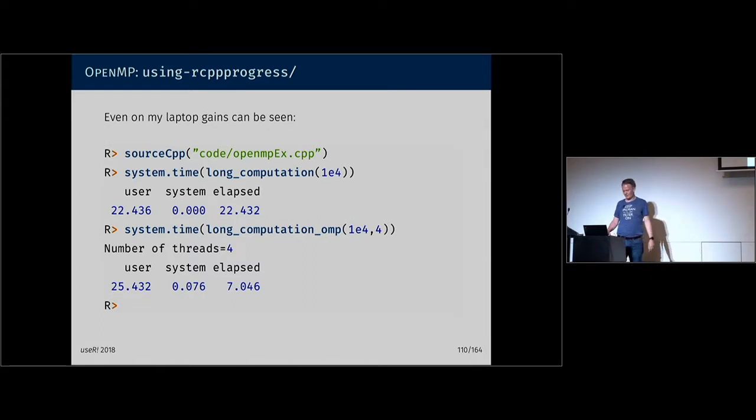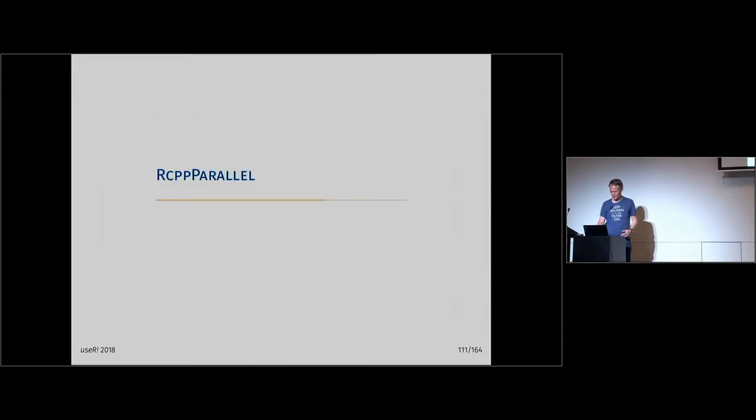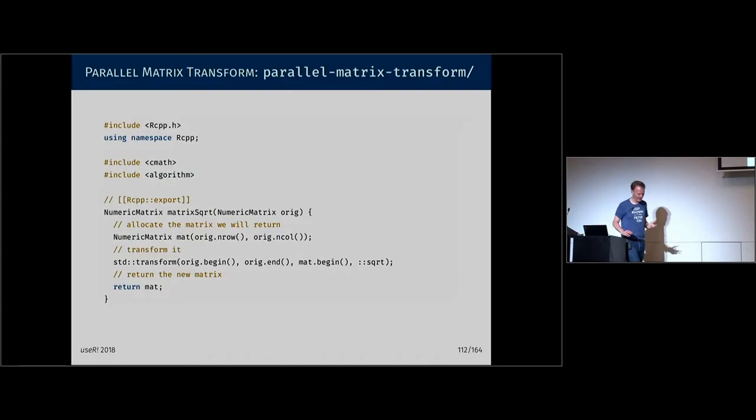So OpenMP can be really useful, but it's a bit more laborious to use. Enter RcppParallel. RcppParallel is a package written by Kevin and JJ from RStudio, which hooks into another product of Intel's, which is sort of one level on top of OpenMP, and it's called TBB, Intel TBB, Threading Building Blocks. And it has a higher abstraction level, and it doesn't require you to be quite as quasi-assembler-like as OpenMP.